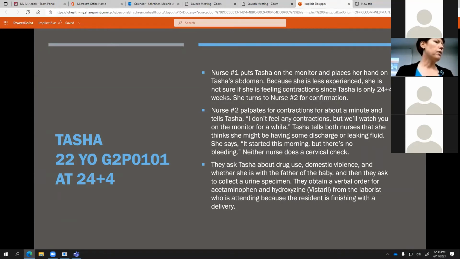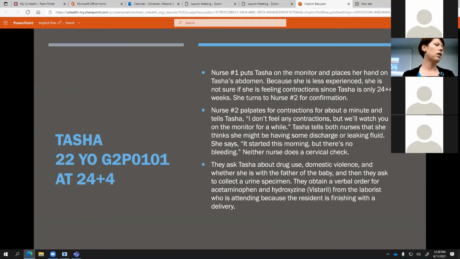So the first nurse puts Tasha on the monitor, places her hand on Tasha's abdomen. She's less experienced, so she's really not sure if she's feeling contractions, and Tasha's only 24 and 4. So she turns to nurse number 2 for confirmation. The more experienced nurse palpates for contractions for about a minute and tells Tasha, "I don't feel any contractions, but we'll watch you on the monitor for a while." Tasha tells both nurses that she thinks she might be having some discharge or leaking fluid. She says, "It started this morning, but there's no bleeding," and neither nurse does a cervical check.